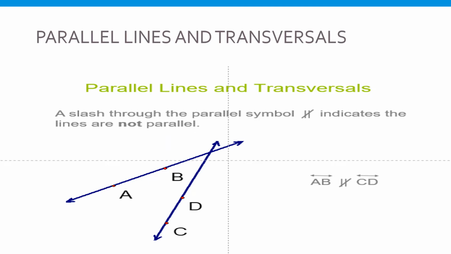Parallel lines and transversal. A slash through the parallel symbol indicates the lines are not parallel, like this. So this is not parallel. So line AB is not parallel to line AC.